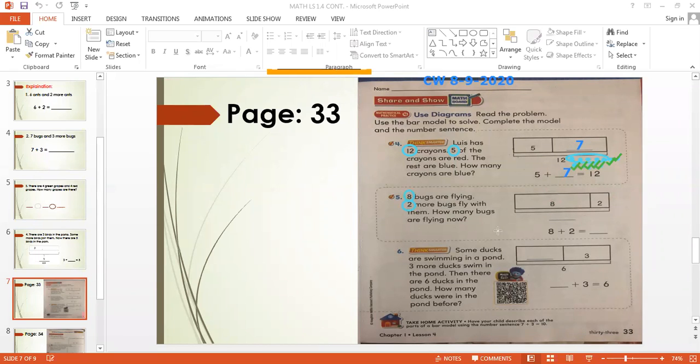So circle here 8. 1, 2, 3, 4, 5, 6, 7, 8. And how many here? 2. 1, 2. If you want, you can draw inside the box also.